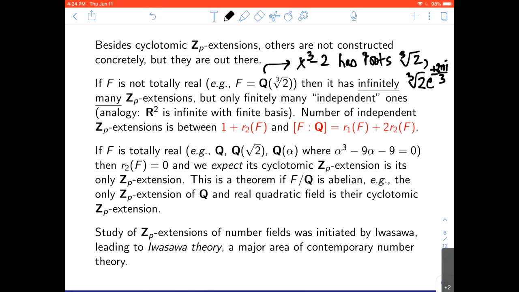Thank you. All right. So if a field is totally real, there are a lot of settings in number theory where totally real fields have a special behavior. Liang mentioned totally real fields at the end of his lecture. And here we see another situation where, for totally real fields, the only possible extension of them that has Galois group Z_p is the cyclotomic construction I showed you before. If the field is an abelian extension of Q, like Q or Q adjoin root 2, we know this for sure. In other cases, it's still open. But definitely, if the field is not a totally real field, it has more than one Z_p extension.